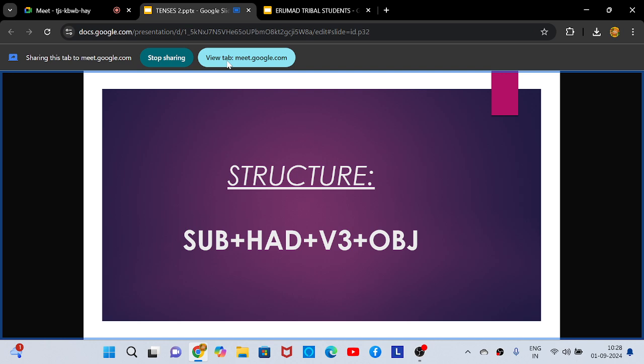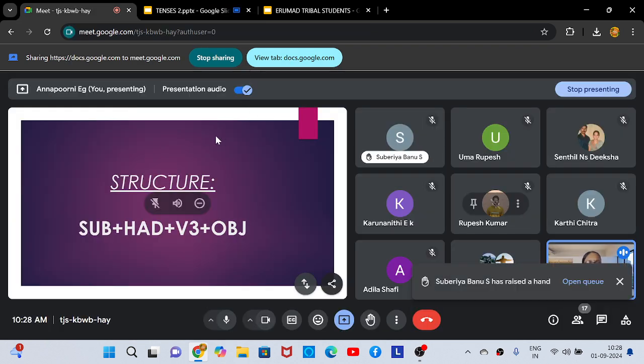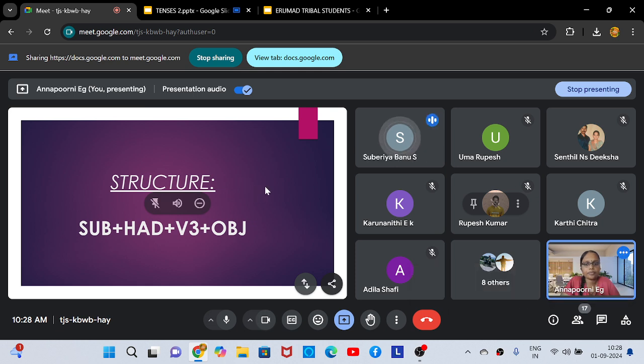What is the difference between present perfect tense and past perfect tense? In present perfect tense, it was subject plus has or have plus V3 plus object. There we used has or have plus V3. Here it is had plus V3, because this is past perfect and that is present perfect. Yes, Namira. Ma'am, V3 means verb third form? Yeah, third form of the verb. Okay, ma'am. Thank you.